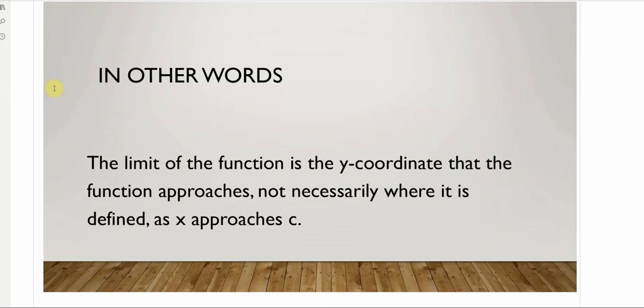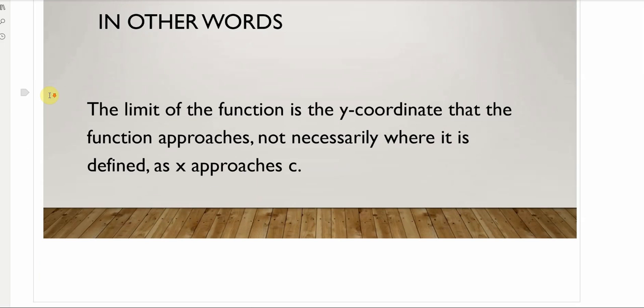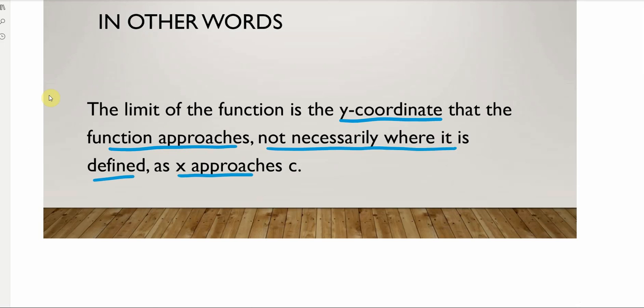Okay. Now, what does it mean in other words? What does it mean to me? In other words, the limit of the function is really just the y coordinate that the function approaches, and not necessarily where it is defined, as x approaches a certain value, as x approaches c. That's the definition in my own words. So when I ask for the limit, I'm actually asking for a y coordinate.